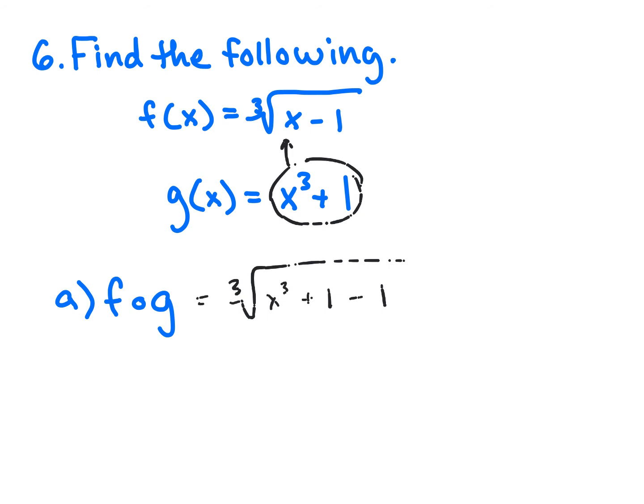What can I simplify? I can simplify the ones, so the ones cancel, because plus 1 minus 1 would just be 0. So I have the cube root of x cubed. That cancels each other out, so that would just be x. So f of g of x is x.